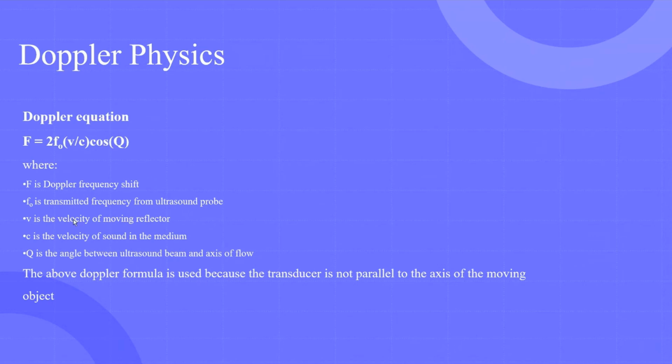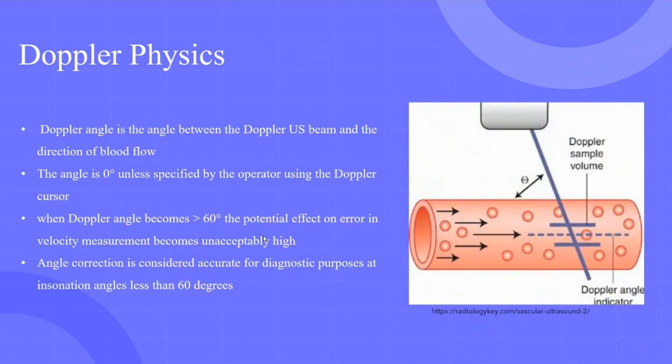This Doppler formula is used because the transducer is not parallel to the axis of the moving object. The Doppler angle is the angle between the Doppler ultrasound beam and the direction of the blood flow. The angle is 0 unless specified by the operator using the Doppler cursor. When the Doppler angle becomes more than 60 degrees, the potential error in velocity measurement becomes unacceptably high. The angle correction is considered accurate for diagnostic purposes at angles less than 60 degrees.